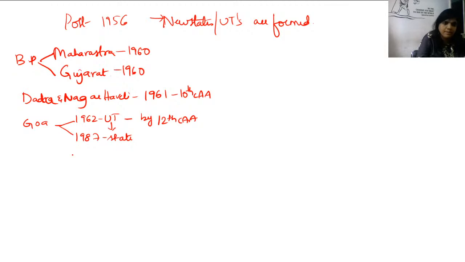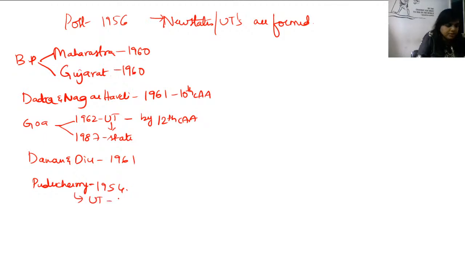Okay, next you have Daman and Diu. Daman created in the year 1961. You have Puducherry, created in 1954. Okay. However, it was converted into UT in the year 1962 by 14th Constitutional Amendment Act.